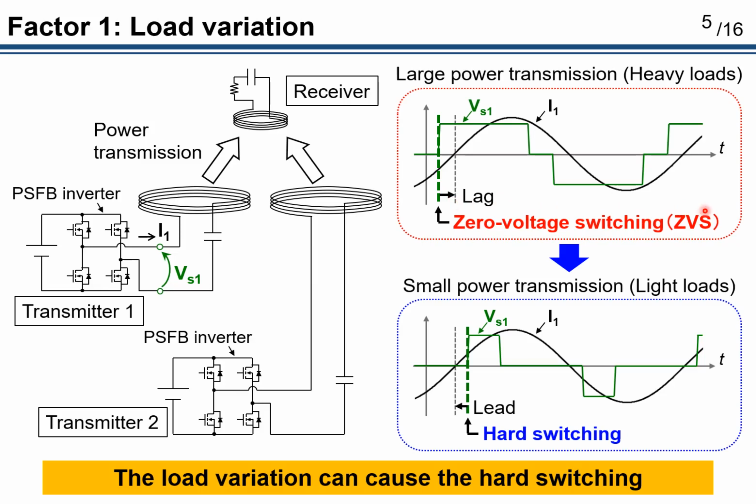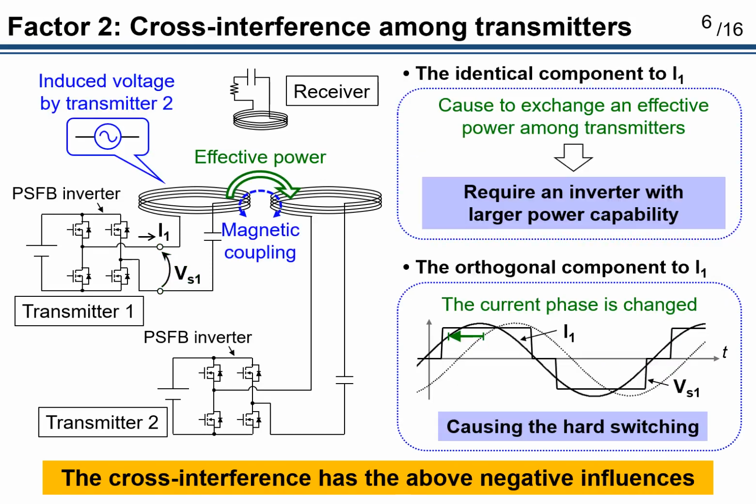which results in achieving zero voltage switching, or ZVS. However, in a light load condition such as small power transmission, I1 leads against the rising edge of VS1, which results in hard switching. Therefore, the load variation can cause hard switching, which results in increasing the switching losses.